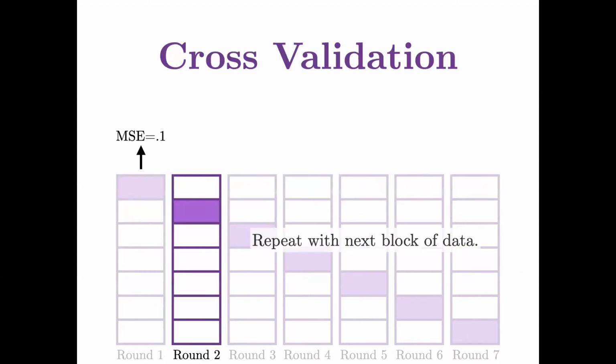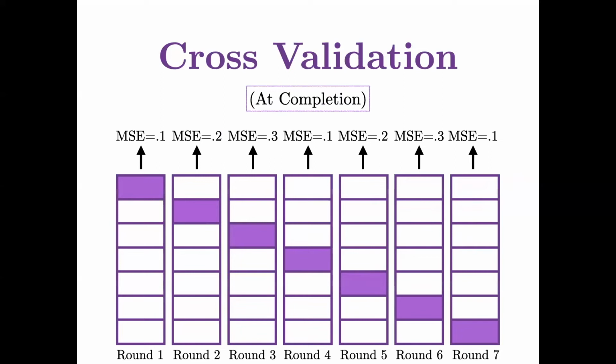So we repeat that with the next block of data, and in the next block, I get a mean squared error of 0.2 on the purple block of validation data. At completion, I will have a mean squared error for each section of my data.